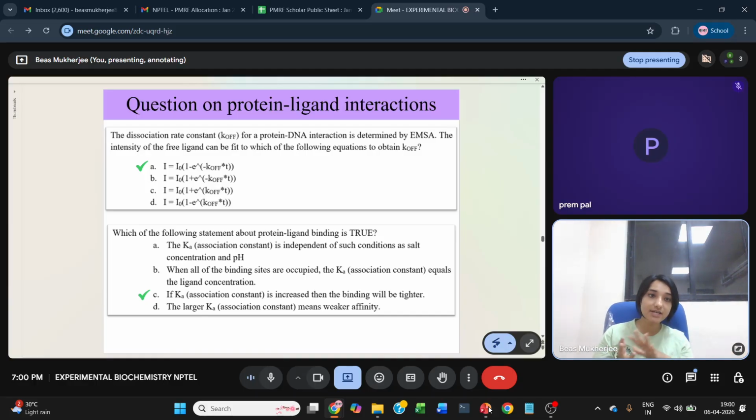So this is a software. This converts it into this image value. So I is equal to I naught into 1 minus e to the power minus Kof into t. Okay, so you can read about this more. So what is exactly happening here? The initial intensity that was there when no protein was bound is getting reduced by the protein that is bound to it, and that is why it is e to the power minus Kof into t.